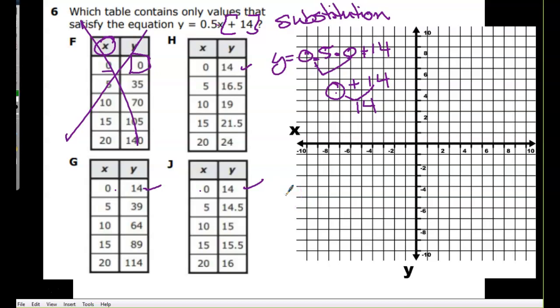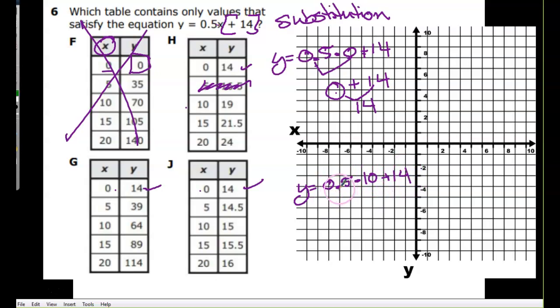Okay. Now, who among you truly loves decimals? Like you go out of your way to work with decimals. Yeah, me neither. Let's not work with this one. I just don't want to. I'm lazy. But look here, I got 10 and 19. Those are nice round numbers. Let's see what happens with those. So y equals 0.5 times 10 plus 14.